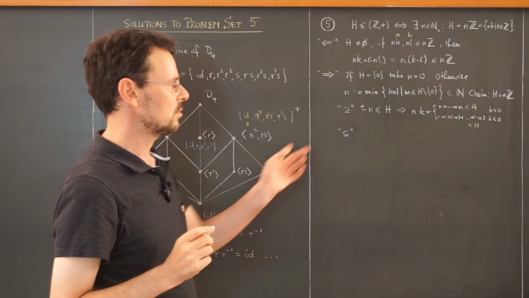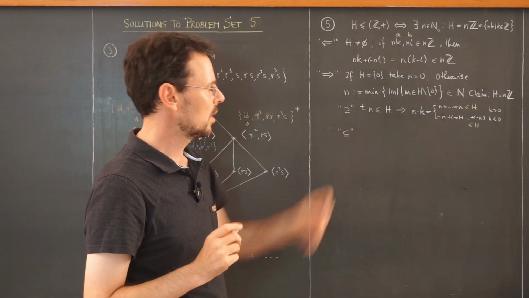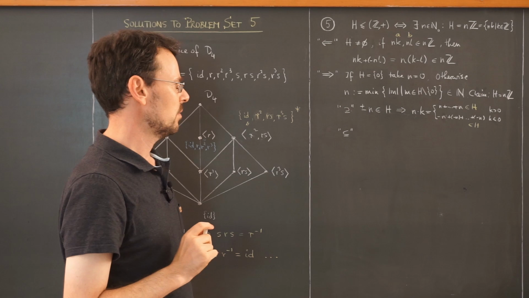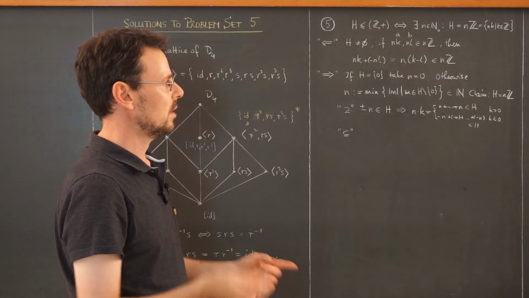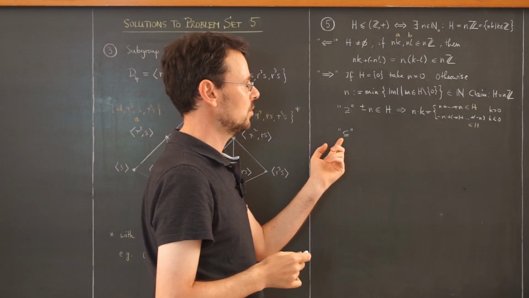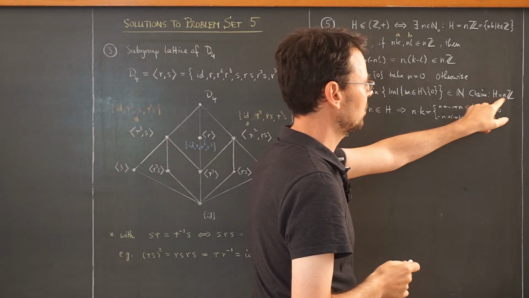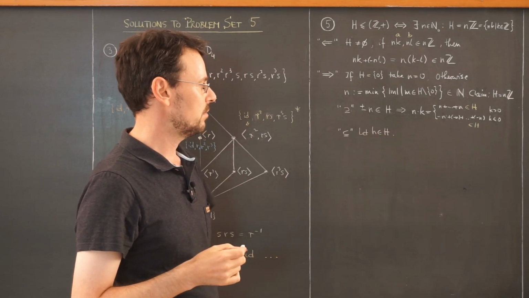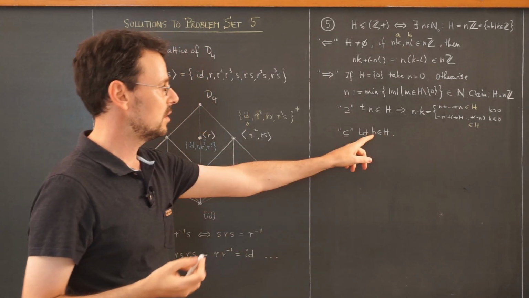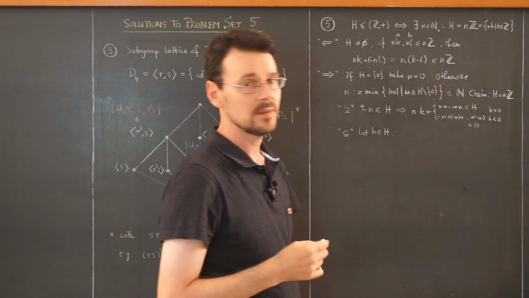Okay, this is also not quite trivial. You have to be aware of some of the subtler points here. But harder is the other inclusion. We have to show that H is a subset of this here. So let h be any element of capital H. We have to show that it is of the form n times k.